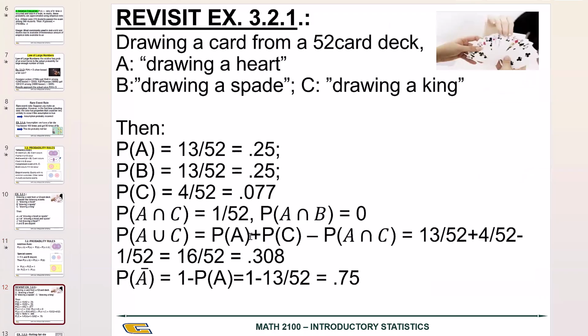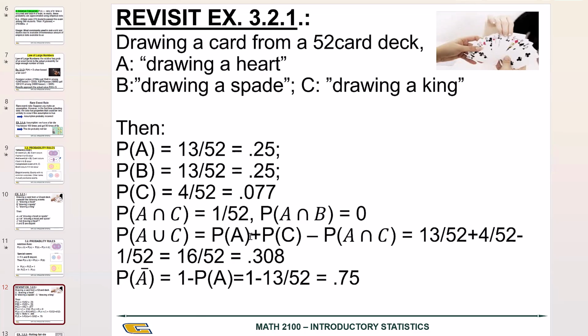So now we revisit example 3-1 here, and we can start to calculate different probabilities. Say A is when you draw a heart, B is when you draw a spade, and C is when you draw a king. You can calculate the probability you draw a heart just by using the classical approach.